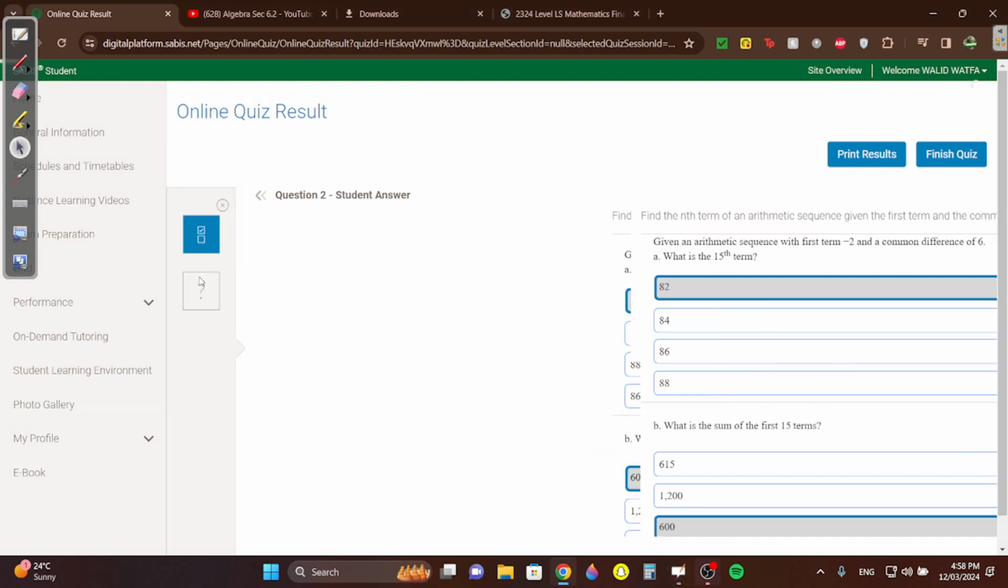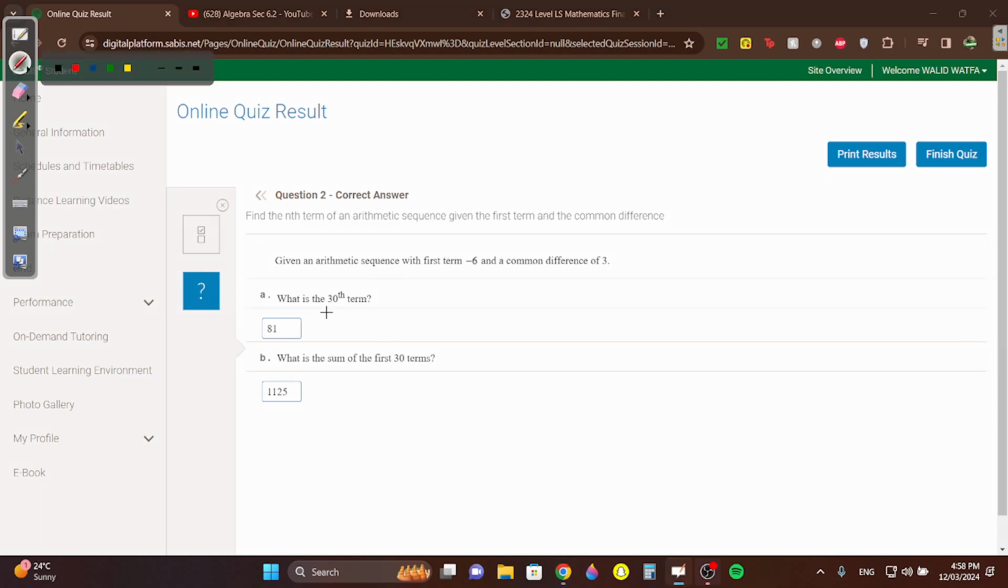Question 2, same thing. What's the 30th term? If we have first term minus 6, common difference 3, an equals a1 plus n minus 1 d. A30 equals a1, which is minus 6, plus n minus 1 d, meaning 30 minus 1 times 3. And you get, is this correct? Yeah, you get 81.